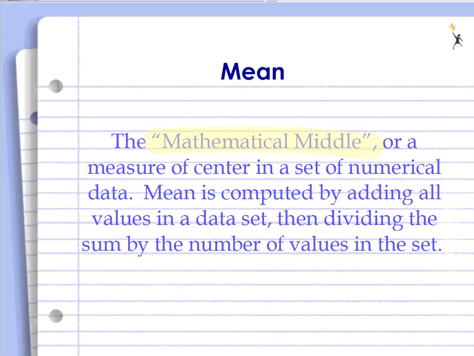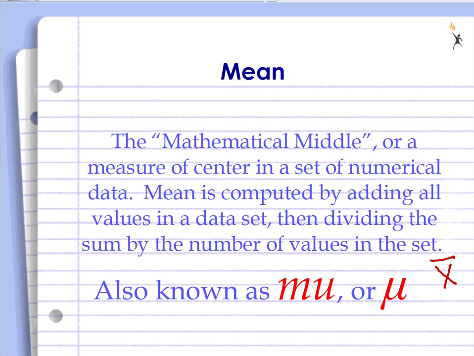The first word we're going to go over is mean. You guys know it as average, of course. We're going to clarify that mean is the mathematical middle. It is a measure of center in a set of numerical data, but mean is not always the best indicator of middle of a data set. If you have outliers, it can really affect your mean. Outliers do not affect median, but they do affect mean. But mean is kind of a big topic when we're talking about normal distribution.